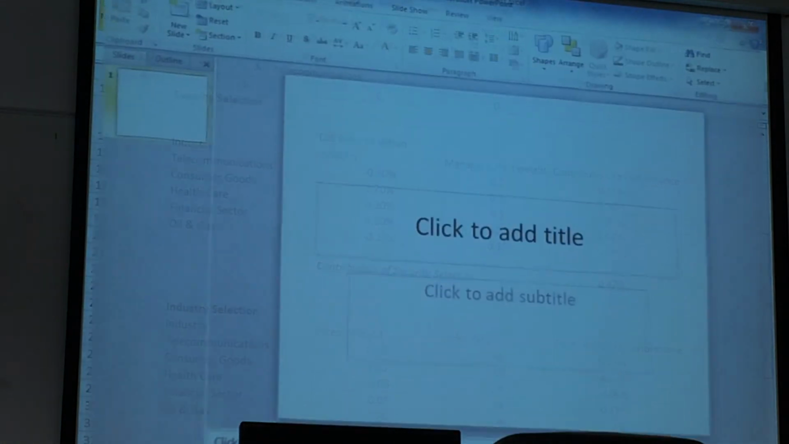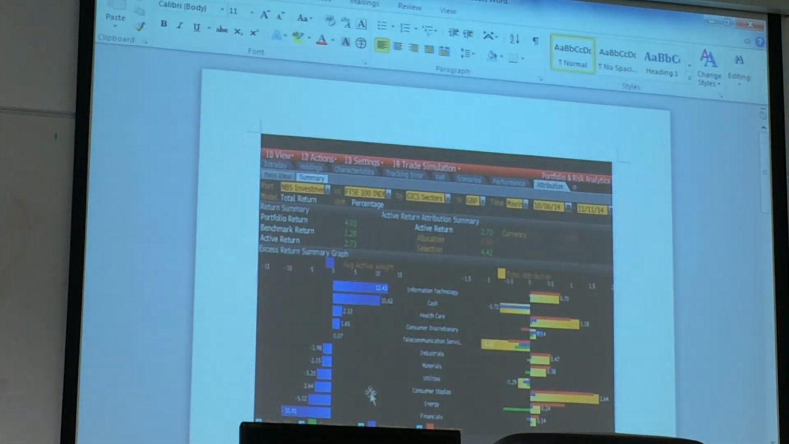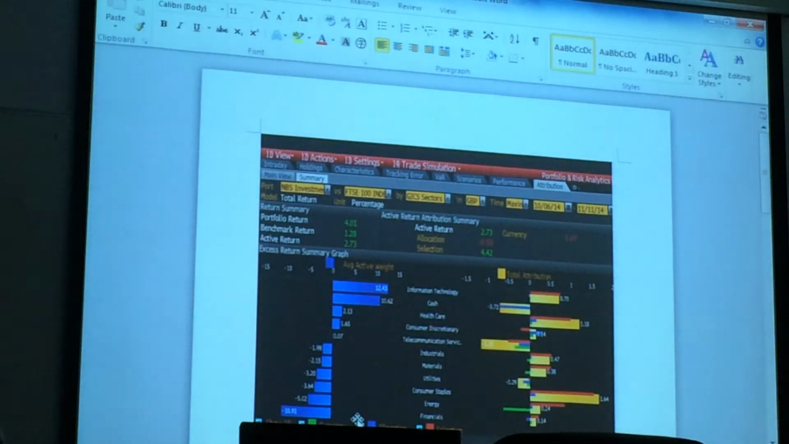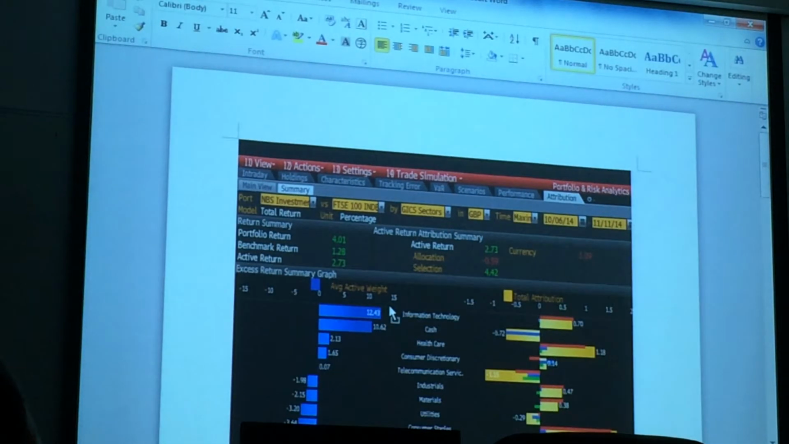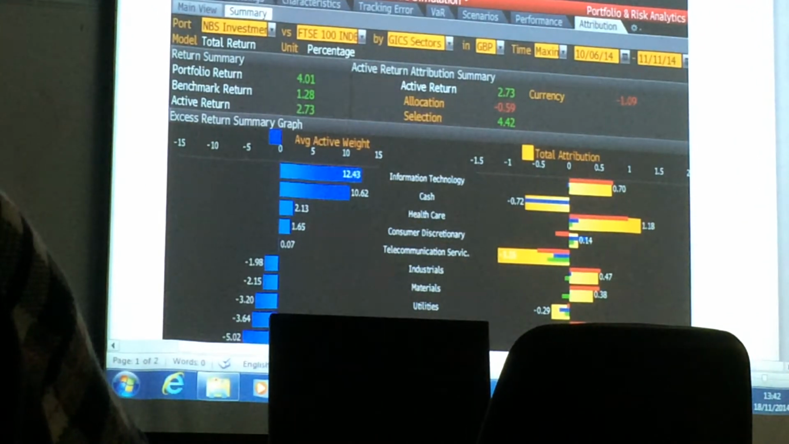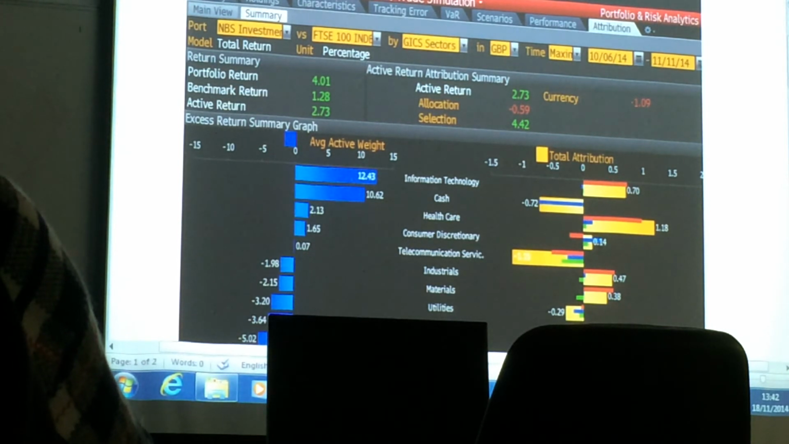I'm going to dim the lights for this. Tell me if anyone's got any issues with seeing this. Does this look familiar?